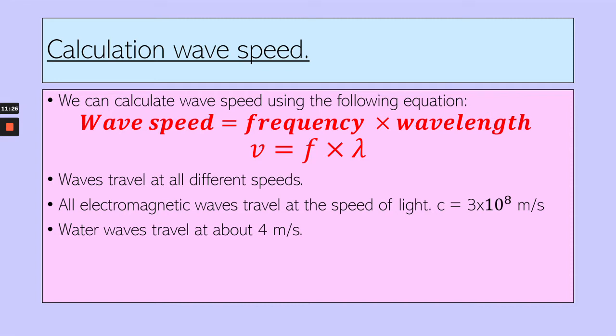Waves travel at all different speeds. All electromagnetic waves travel at the speed of light, which is equal to 3 times 10 to the 8 meters per second. So it's very, very fast. Water waves travel at about 4 meters per second, so a lot slower.